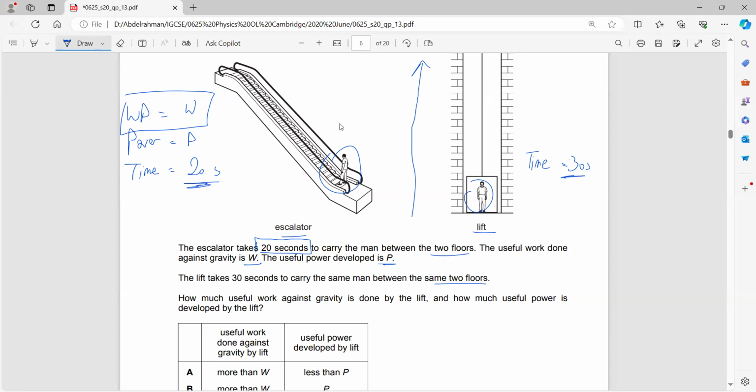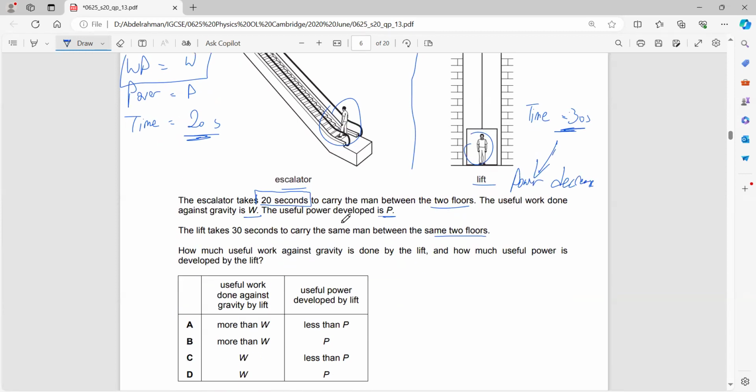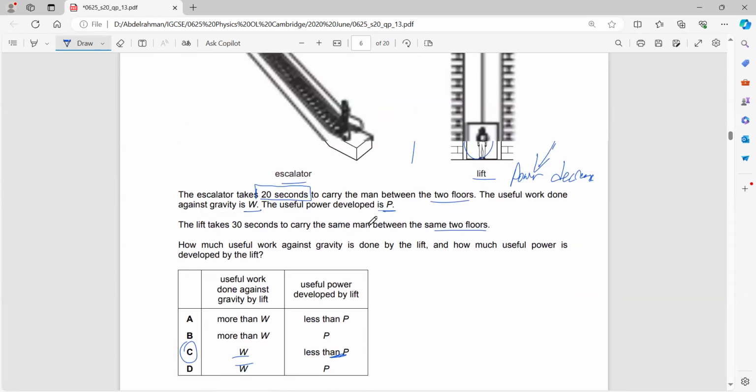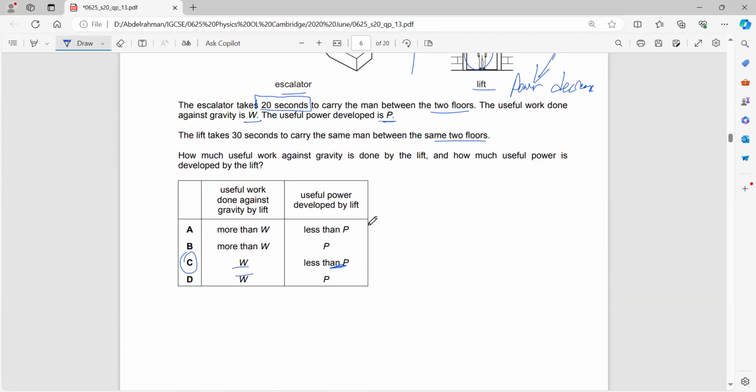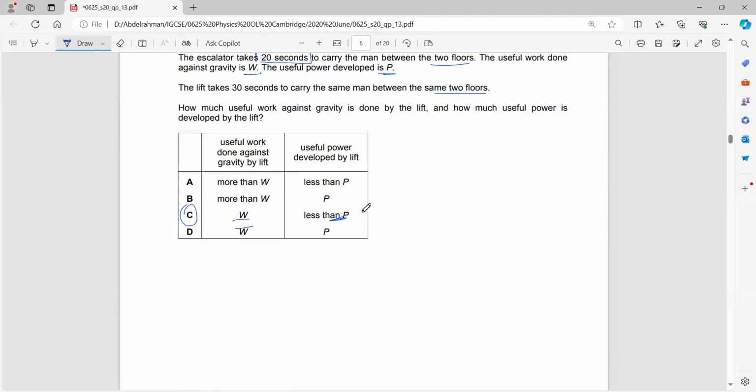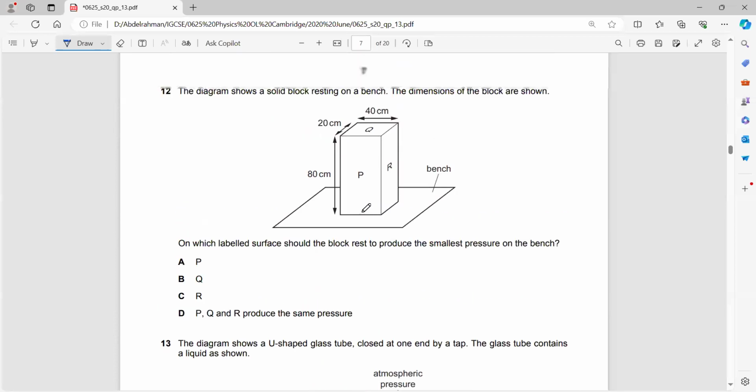When you increase the time, what happens to the power? The power decreases. So it has to be C because the work done is the same, but the power is less. Any questions? Please, Shabab, do not hesitate to ask.